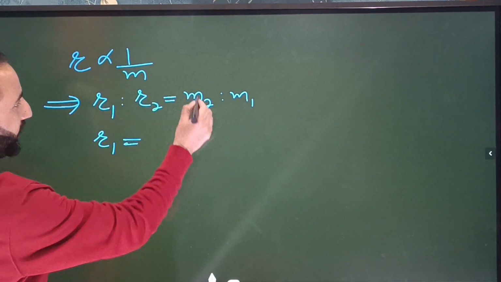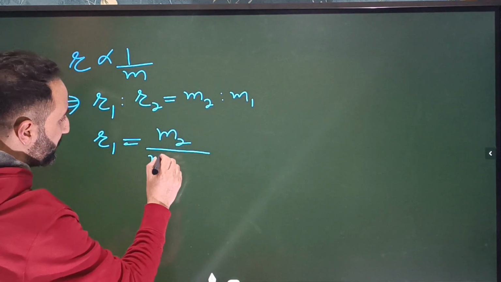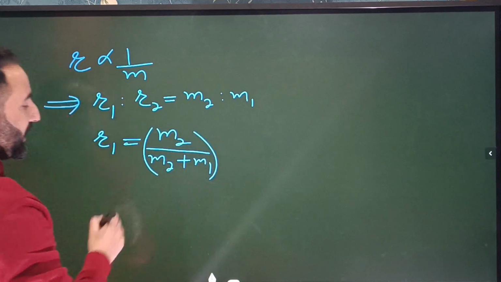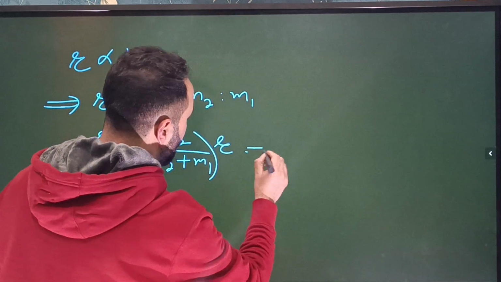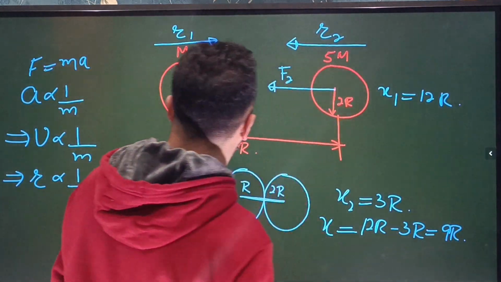So you can safely calculate it. r1 will be equal to, its factor is here, m2. ठीक है ना बेटा? Divided by summation of these two numbers. What's that? That's m2 plus m1, all right, multiplied by the net distance, that will be equal to r. All right, okay. So m2. अब यहाँ ध्यान दीजिए बेटा. Okay. So let's go back to the question.